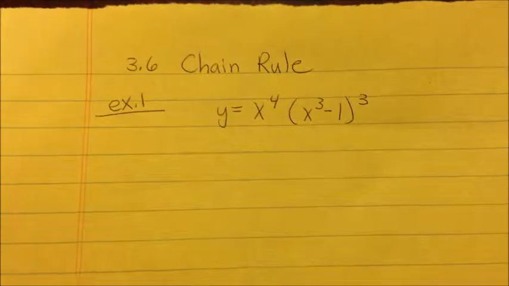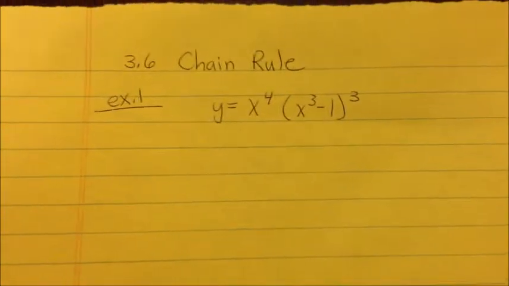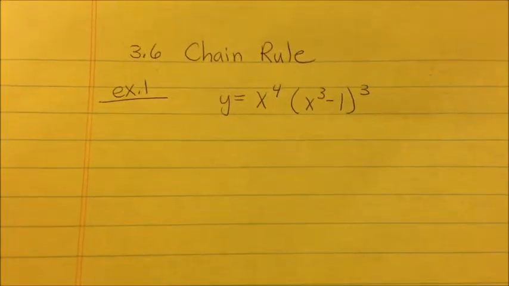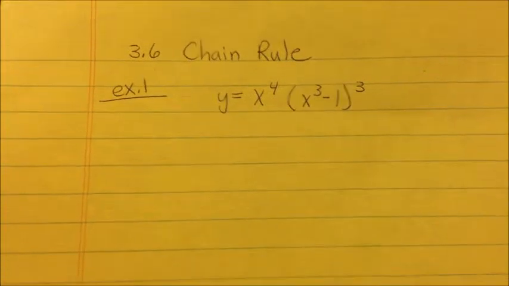Okay, this section is on 3.6 chain rule. So we're going to explain to you the process of the chain rule. You only use the chain rule if you're taking a derivative and you need to use the chain. That's the only time really you need to do this.